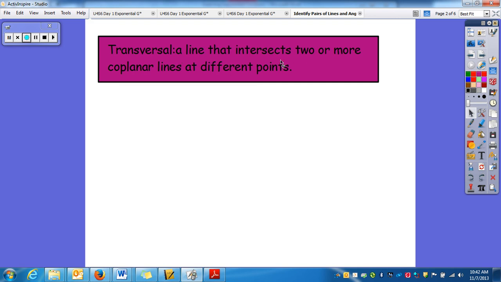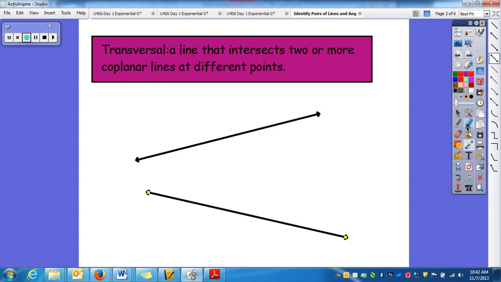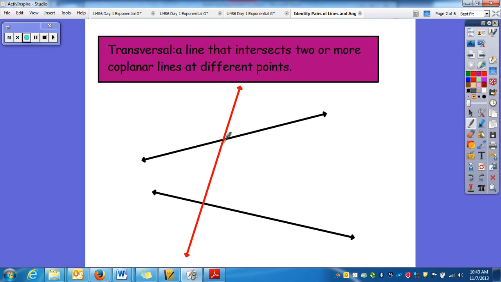A transversal is a line that intersects two or more coplanar lines at different points. So I can have one line, and I can have another line. Nothing special about those lines. They don't have to be parallel or anything like that. And then I can have a transversal, which I'm going to do in red. All it means is it intersects both lines. So it's intersecting here, and it's also intersecting here.